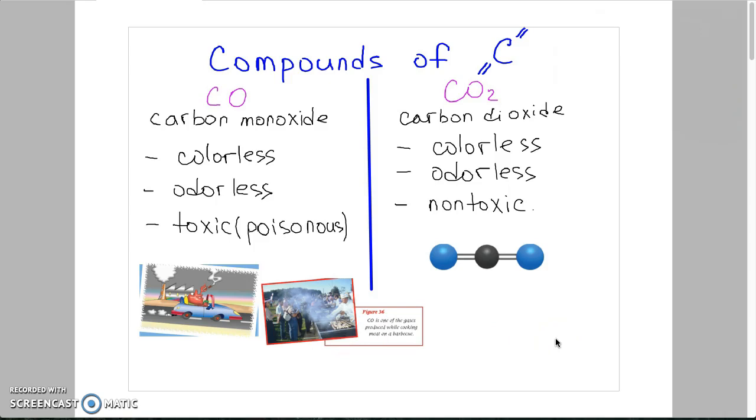Carbon dioxide is also a gas; it's colorless, odorless and non-toxic. It is also found in the atmosphere. Here in the picture you can see the three atomic structure of carbon dioxide. It is approximately 1.5 times heavier than air.